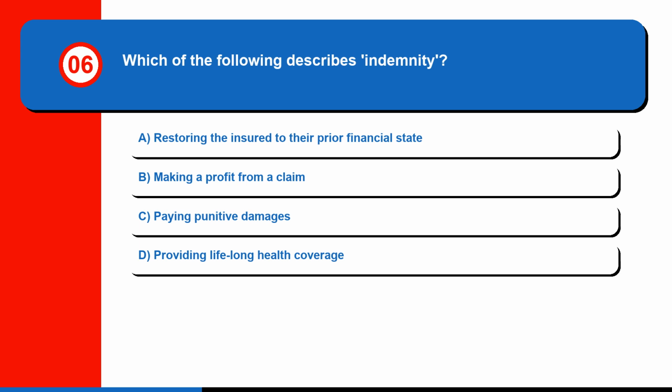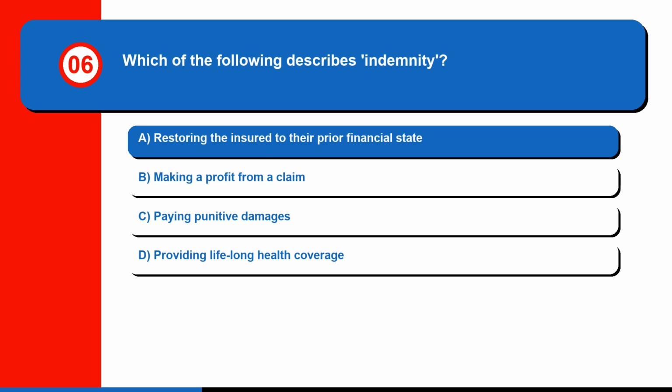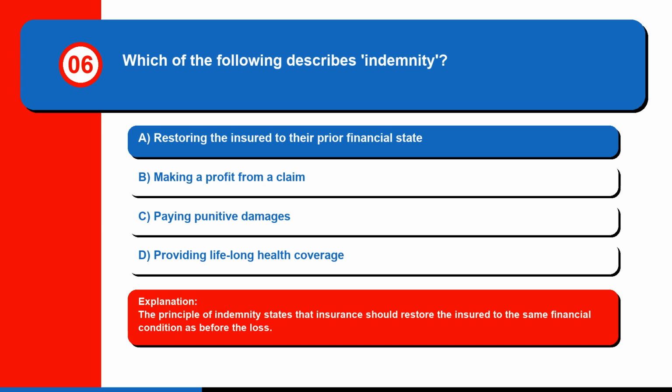Question 6. Which of the following describes indemnity? A. Restoring the insured to their prior financial state. B. Making a profit from a claim. C. Paying punitive damages. Or D. Providing lifelong health coverage. The correct answer is A. Restoring the insured to their prior financial state. The principle of indemnity states that insurance should restore the insured to the same financial condition as before the loss.